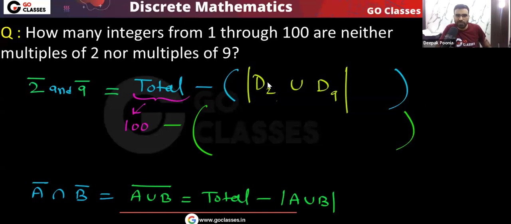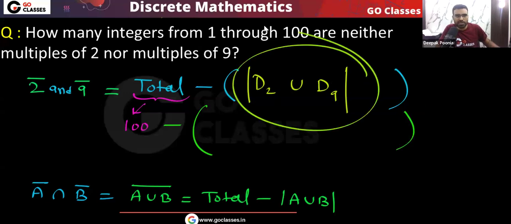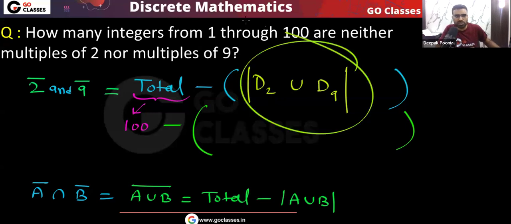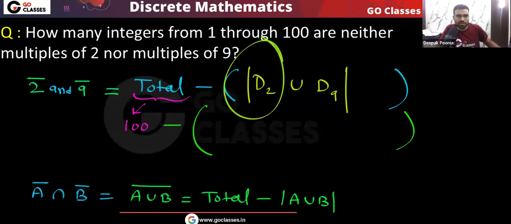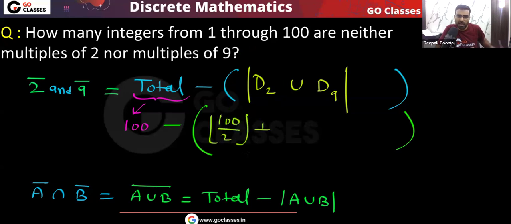Now, how many values are there in this union? What is the size of this union? That will be: how many are divisible by 2? That will be floor of 100 divided by 2, plus how many are divisible by 9? That will be floor of 100 divided by 9, minus what is the LCM of 2 comma 9?